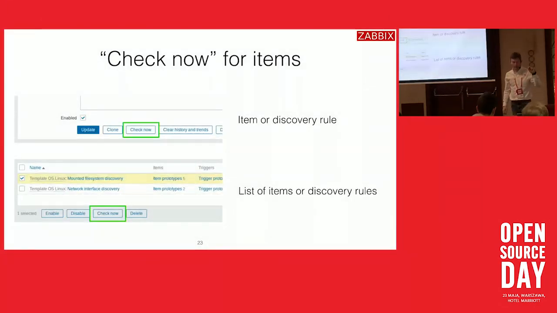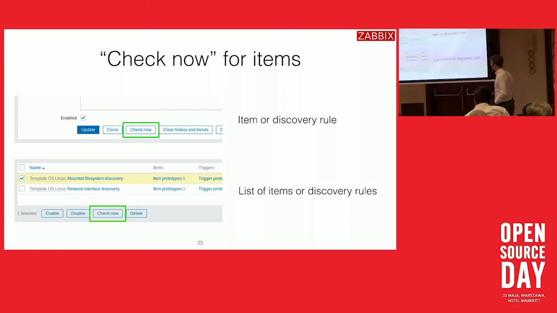It's because when you press check now, Zabbix takes the configuration of this item from the internal cache of the Zabbix server, which may not be the same as you have in the Zabbix database. So if you change the item configuration and then click check now, it will not work. You have to reload the Zabbix server configuration cache first. Okay, so it's still not perfect, but at least it gives us some hope that in the future it might be implemented in a good way.